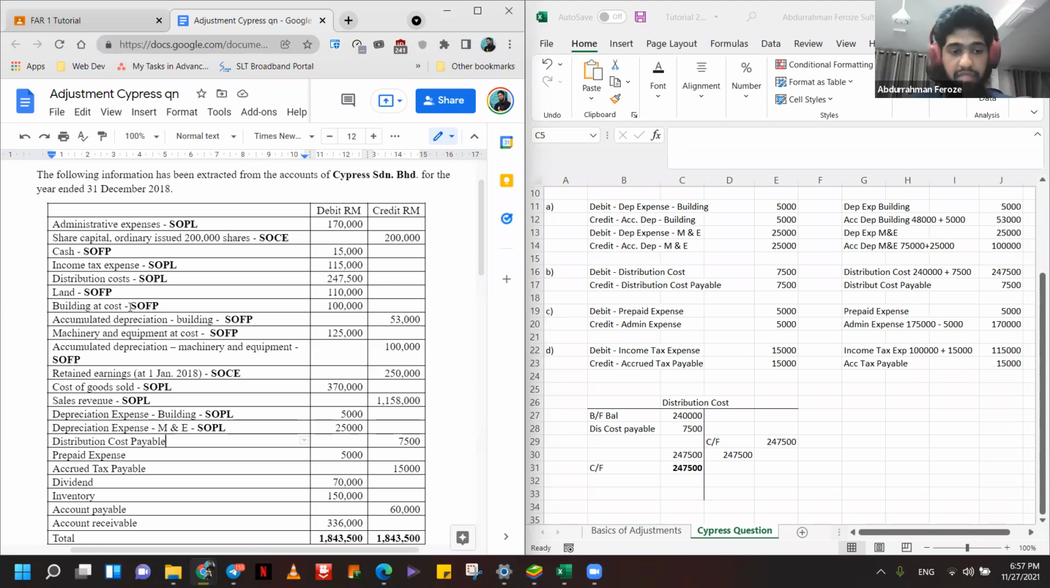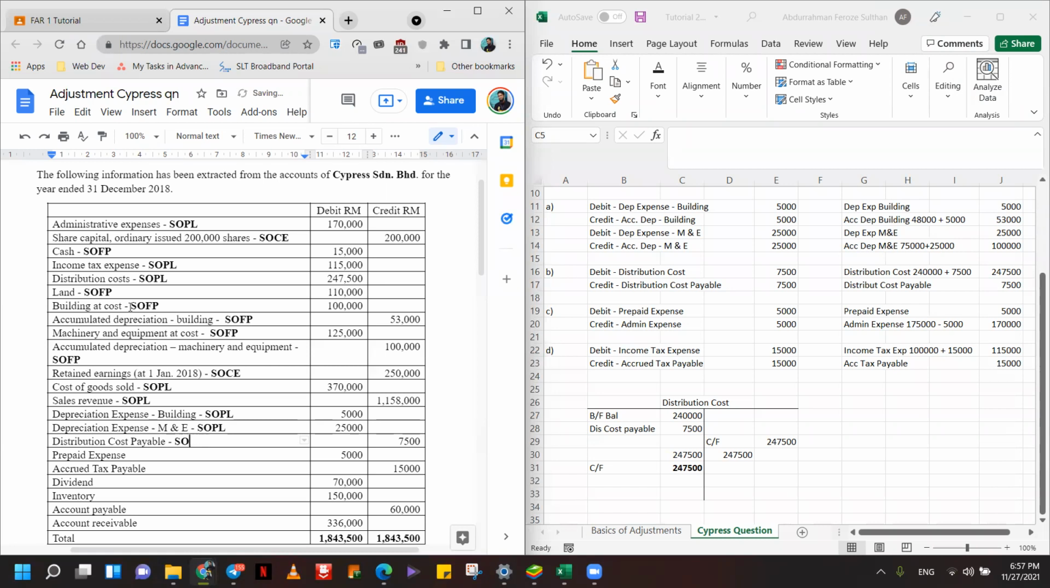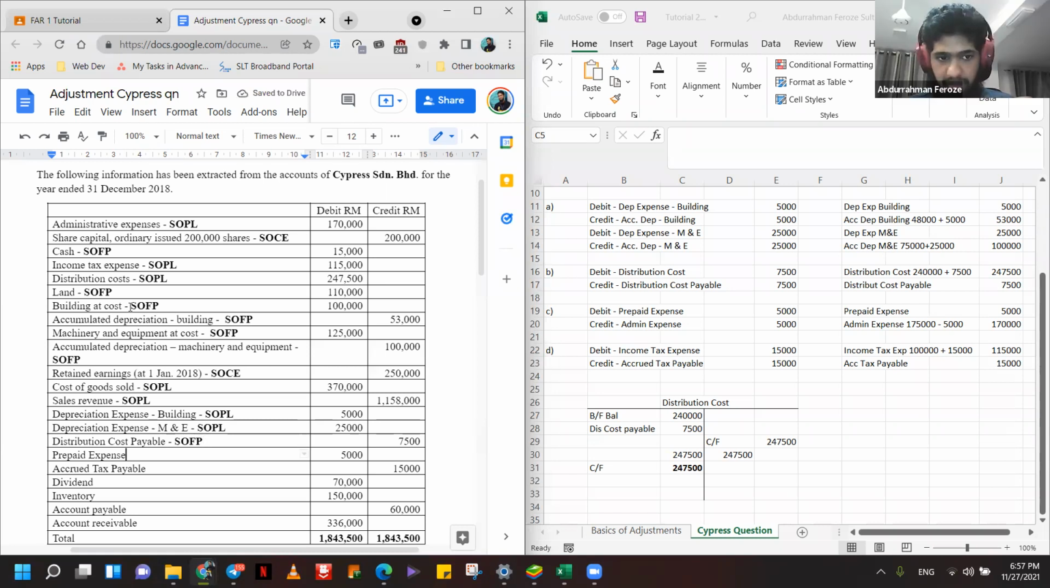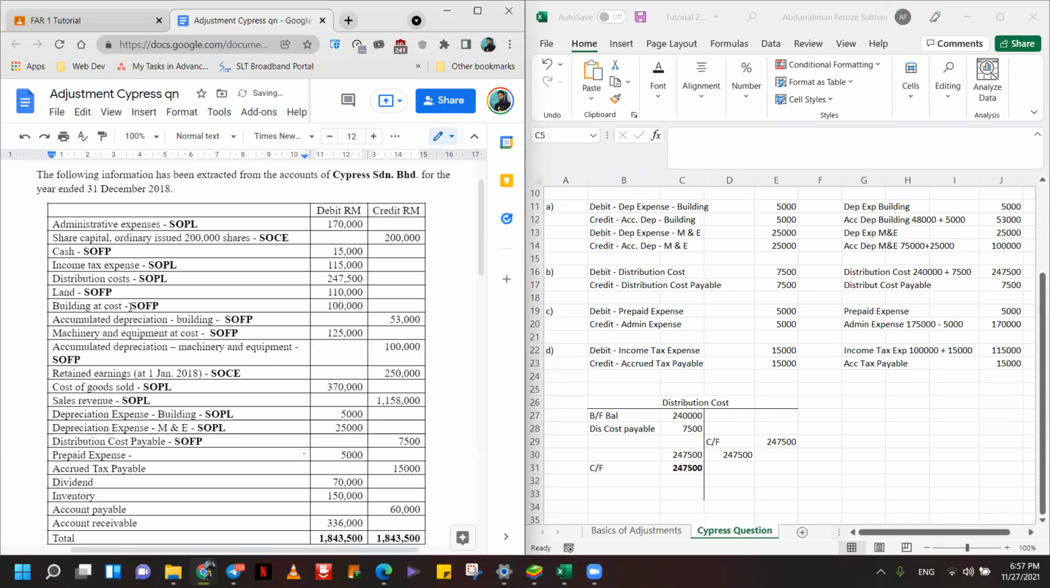Distribution cost payable goes into what? SOFP. Yeah, correct. And prepaid expense goes into SOFP. Why doesn't it go into the SOPL? Because the prepaid expense is a current asset. Yeah, correct. I was just asking.